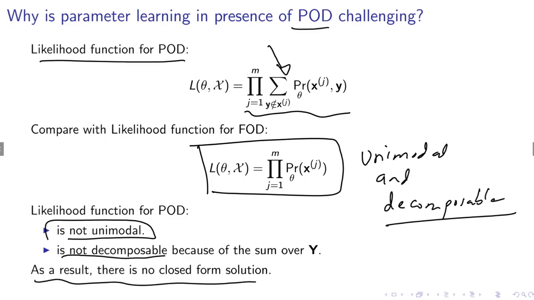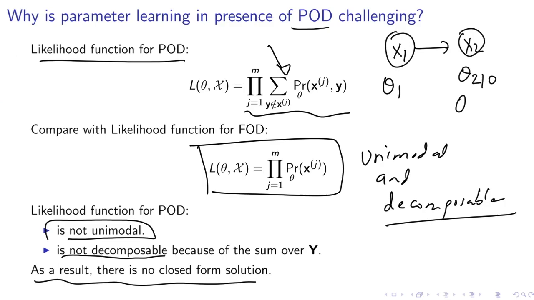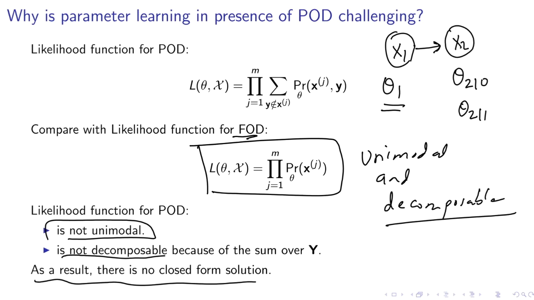So let's say you have a Bayesian network, the same Bayesian network as before, from x1 to x2. And if you recall, the parameters that we used were theta 1, associated with x1, theta of 2 given 0, associated with x2, and theta of 2 given 1, which was associated with x2 again. Remember, in the fully observed data case, we got nice closed form expressions for theta 1, theta of 2 given 0, as well as theta of 2 given 1.